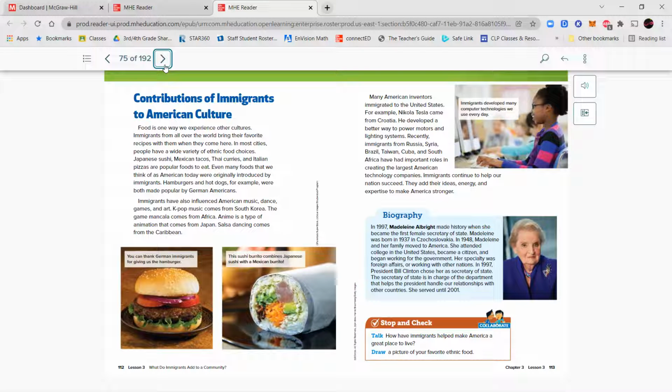In 1997, President Bill Clinton chose her as Secretary of State. The Secretary of State is in charge of the department that helps the president handle the U.S.'s relationship with other countries. She served until 2001.